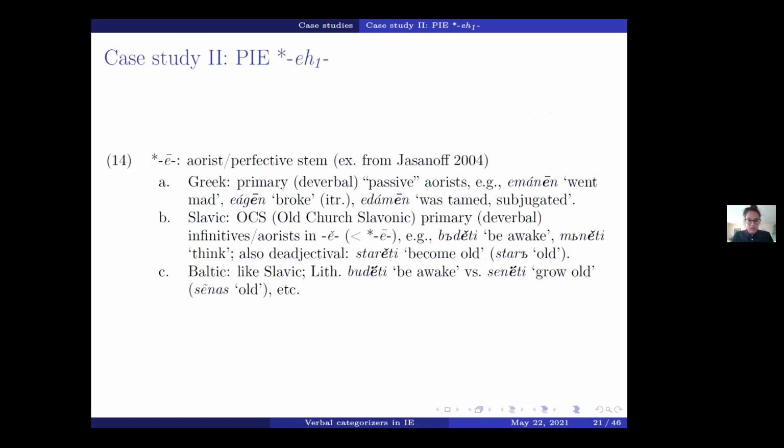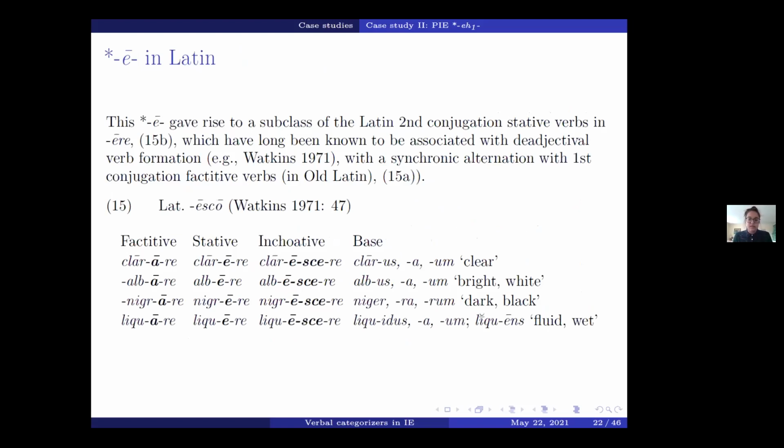In Latin, this is part of a subclass of second conjugation stative verbs, stative presents actually, which have long been known to be associated with the adjectival verb formation in a synchronic alternation with first conjugation factative verbs and with inchoative verbs in escere, where we have the same e. So clear, to be clear, clarere, to become clear, and to make clear. So here it's very clearly associated with the adjectival morphology.